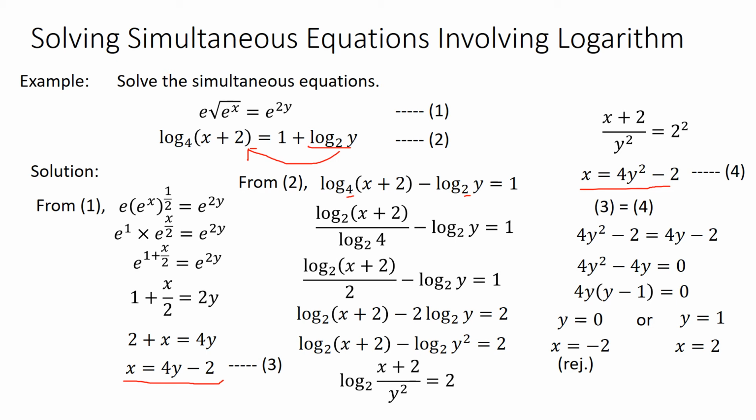Then we need to check. When x equals negative 2, we will reject this answer because when we substitute inside the log here, it will get 0. The body of a log shouldn't be 0. Hence, x equals negative 2, we should reject this answer. Therefore, x equals 2 and y equals 1.